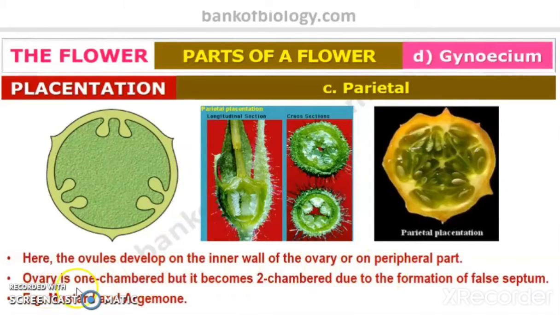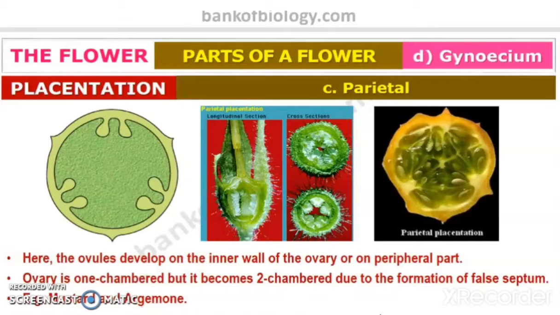And how are these ovaries? The ovary is one chambered, but it becomes two chambered due to formation of a false septum. Okay, it will be one chambered only. There will be only one empty space. But sometimes two chambers are formed due to formation of a false septum. False septum means septum is a division.